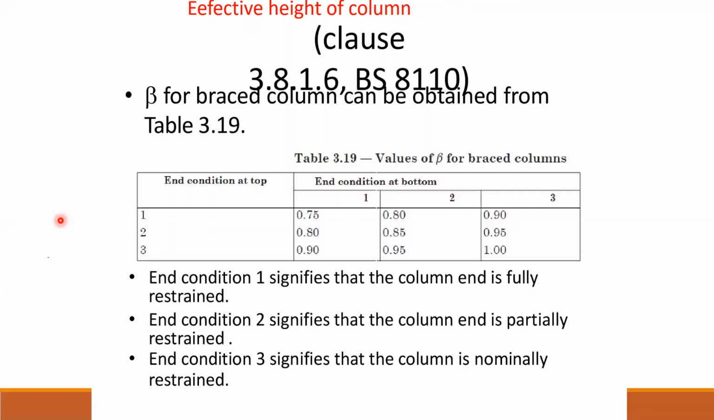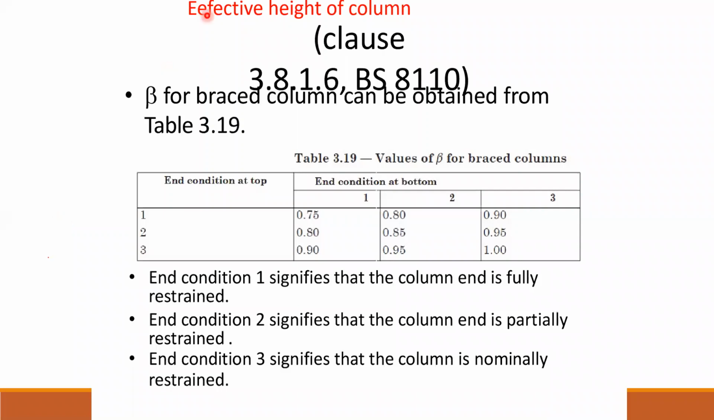How do you calculate it? This will be purely based on the end-to-end connection. What do you mean by the end-to-end connection? It is how the column is supported at both ends, because we have two ends on each and every column. We call them the end condition at the top, and the second one is the end condition at the bottom. Based on these two conditions, we are able to get the value for beta, especially for the braced column.